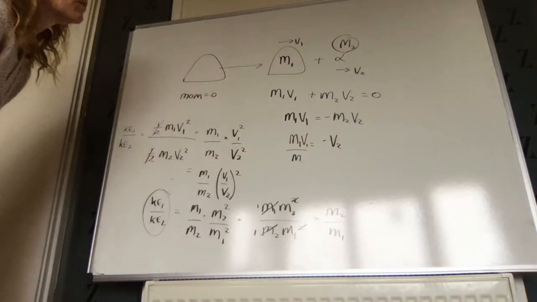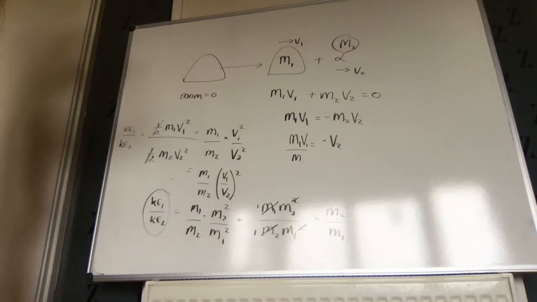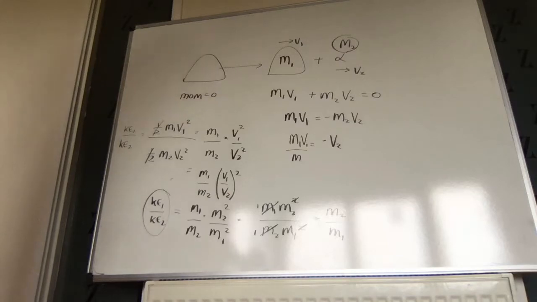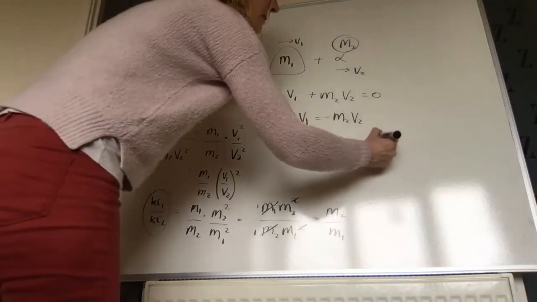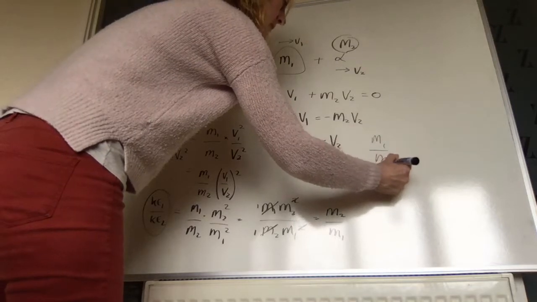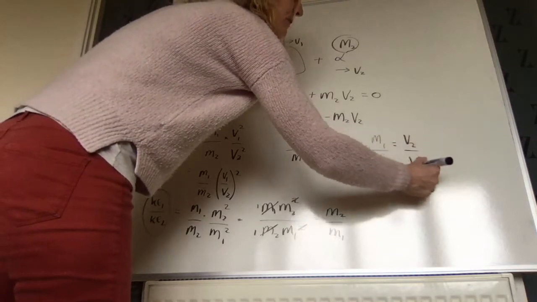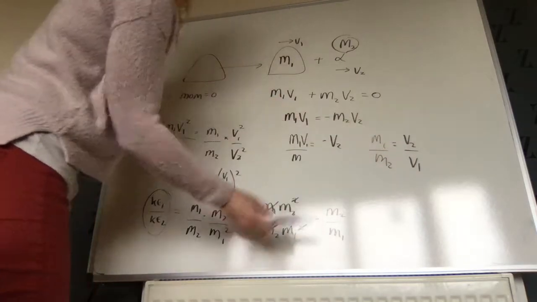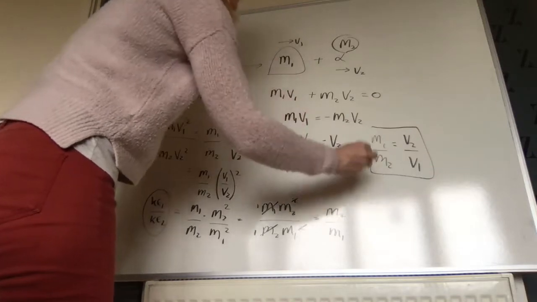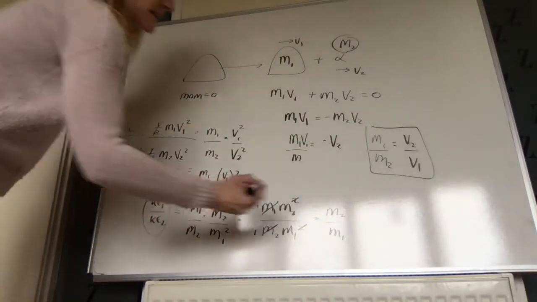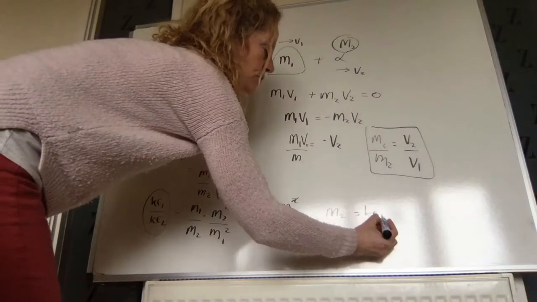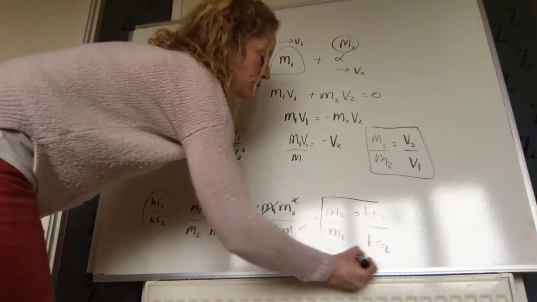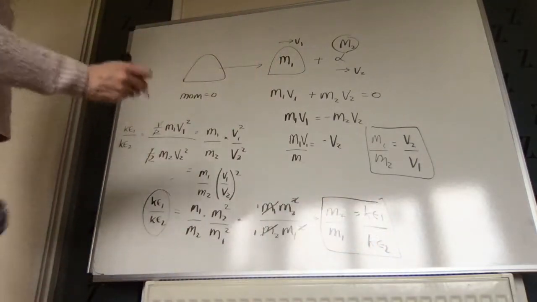Okay, so what are the two things we came up with here? In the first bit we had that M1 over M2 is equal to V2 over V1. So the ratio of the masses is the inverse ratio of the velocities. That's one important thing. And we also then came up with the ratio of the kinetic energies: kinetic energy of mass M1 over kinetic energy of mass M2 is M2 over M1. Okay, so there are two important factors.